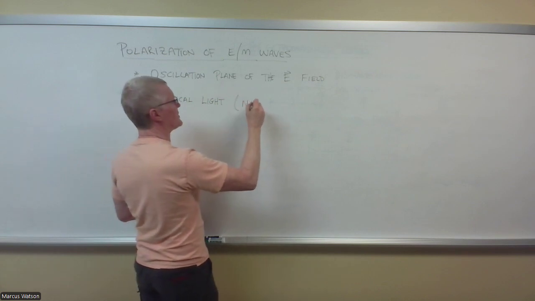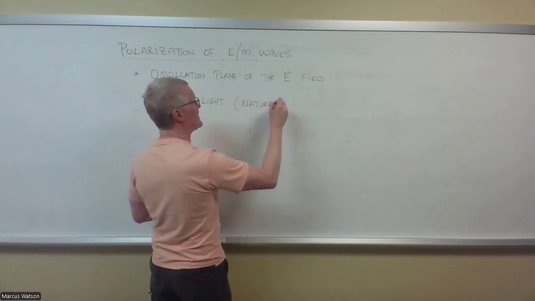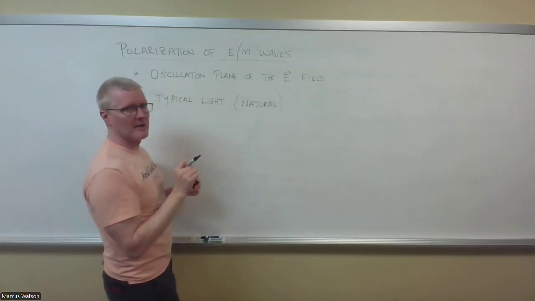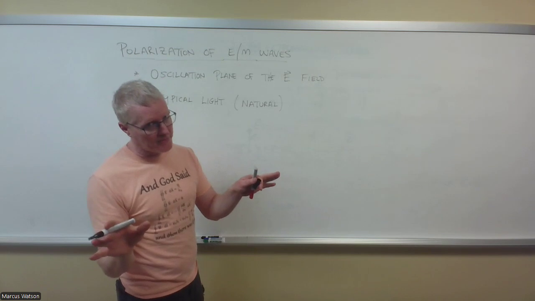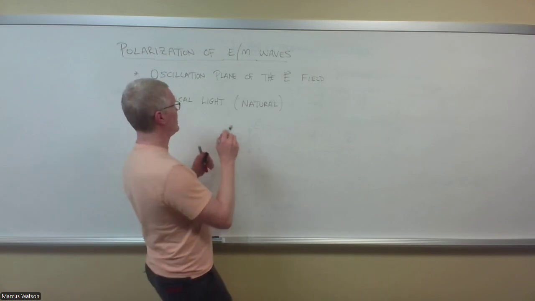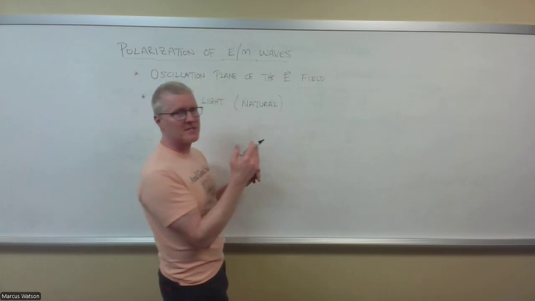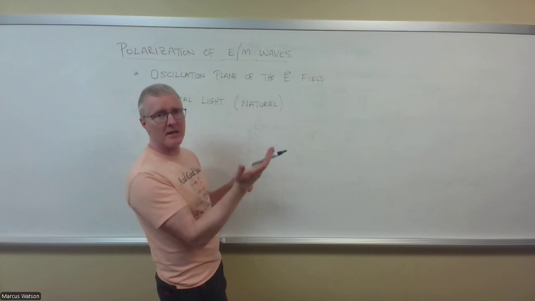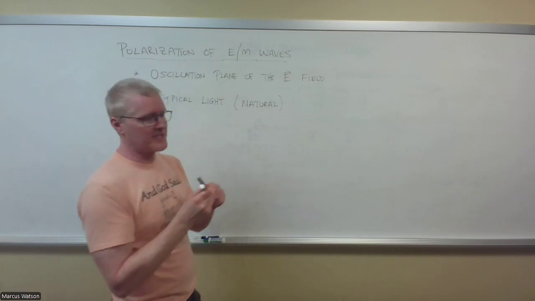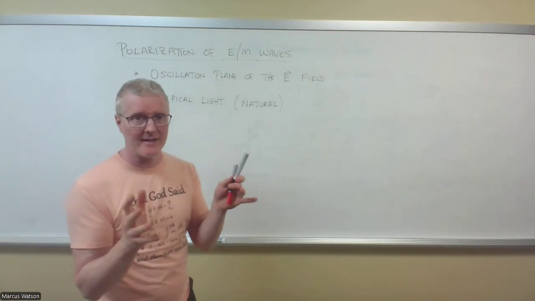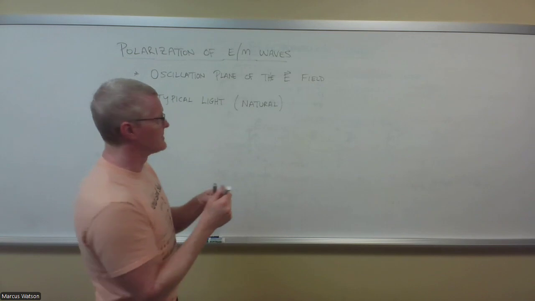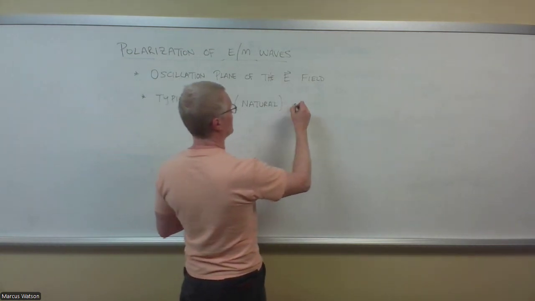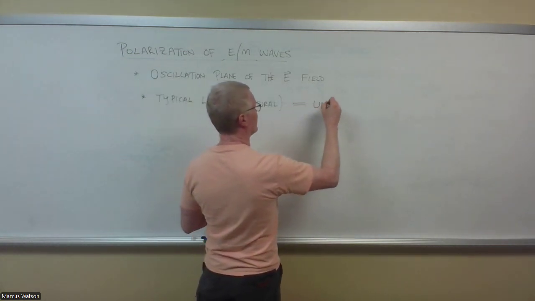So usually in nature you find unpolarized light. Not always, usually. All right? So typical light, which consists of things from natural sources, the sun, right? If it's a source of light, the light coming out of that thing will be unpolarized. Typical natural light will be unpolarized.